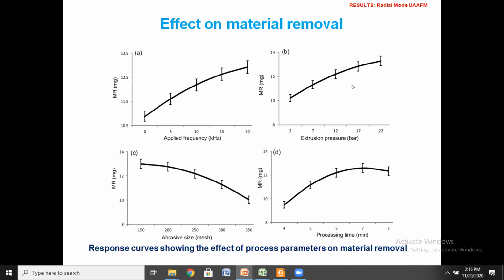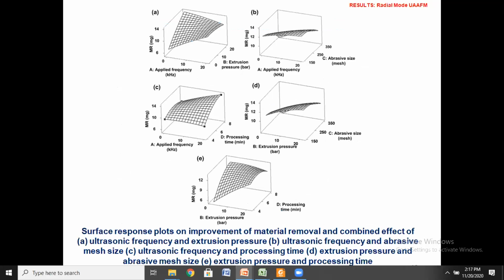So the other curves are also following the trend. By increasing the extrusion pressure, you can observe the trend of the material removal rate, and by increasing the applied frequency, you can observe the trend of the material removal rate. And similarly, by increasing the processing time, you can clearly observe the trend curve for increasing the MR. Similarly, the 3D plots are also plotted for the combined effect of the parameters on material removal rate.